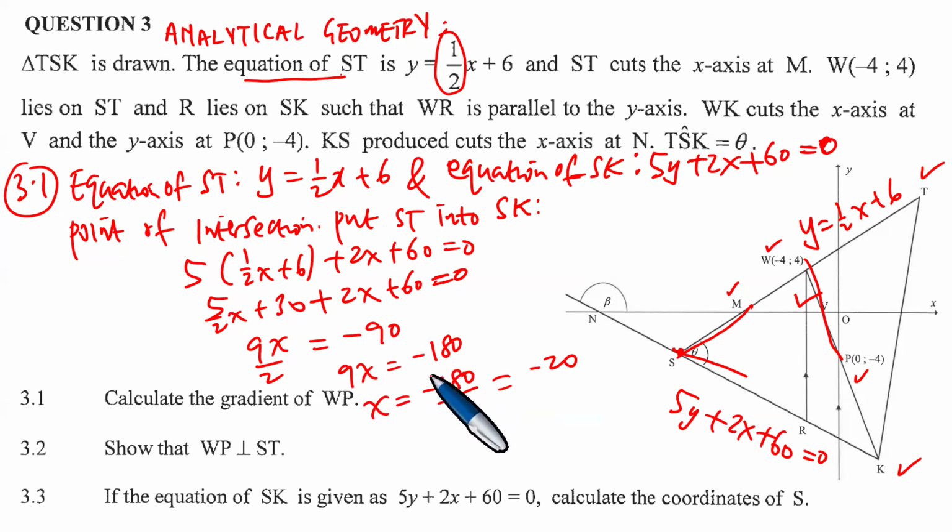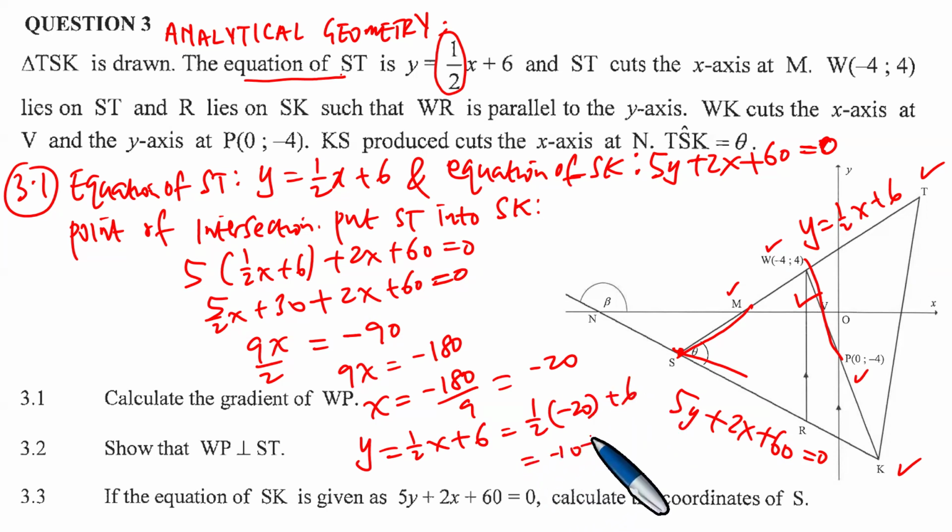Right, you can use any of those equations. You can use this one, for example, or this one. Because these are simultaneous equations and you are finding a point of intersection, you must substitute into one of the equations to get the y. This one is easier because y is already the subject of the formula. So y equals 1/2 times x, which is minus 20, plus 6. What is minus 20 plus 6? Minus 10 plus 6 is minus 4.